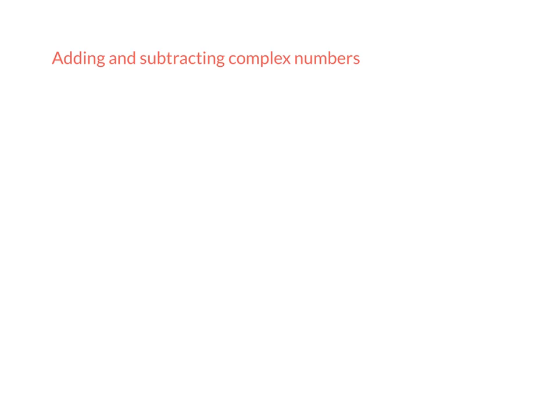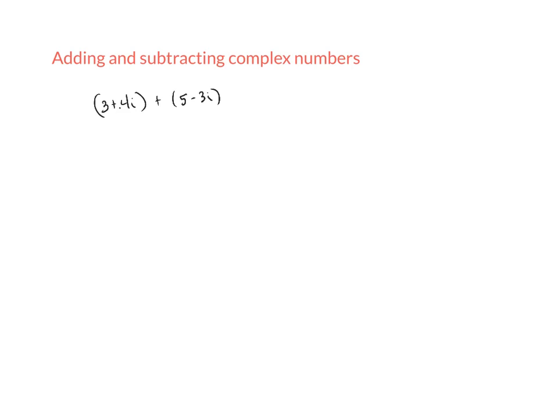Okay, now that we know a little bit about what complex numbers are, now we're going to start learning how to do arithmetic with them. So the first thing we're going to talk about is how to add and subtract complex numbers. So I'm going to give you two complex numbers. Let's say 3 plus 4i. That's a single number. And I'm going to add 5 minus 3i, which is another single complex number.